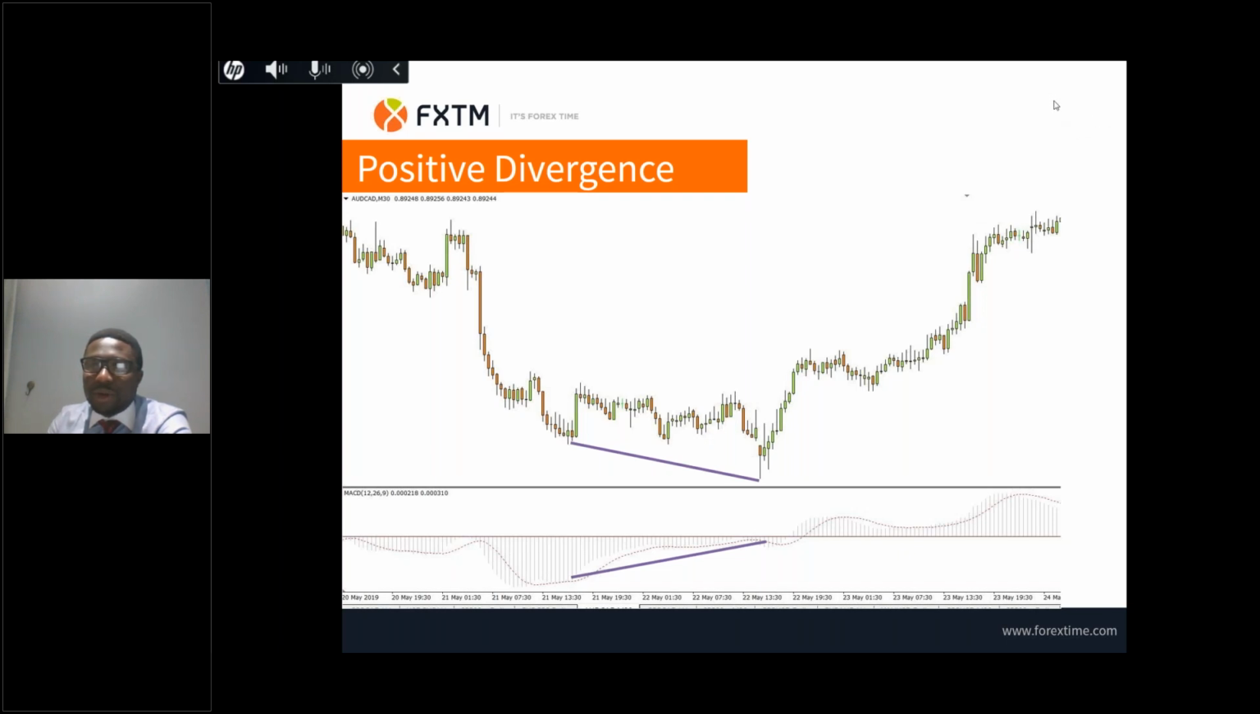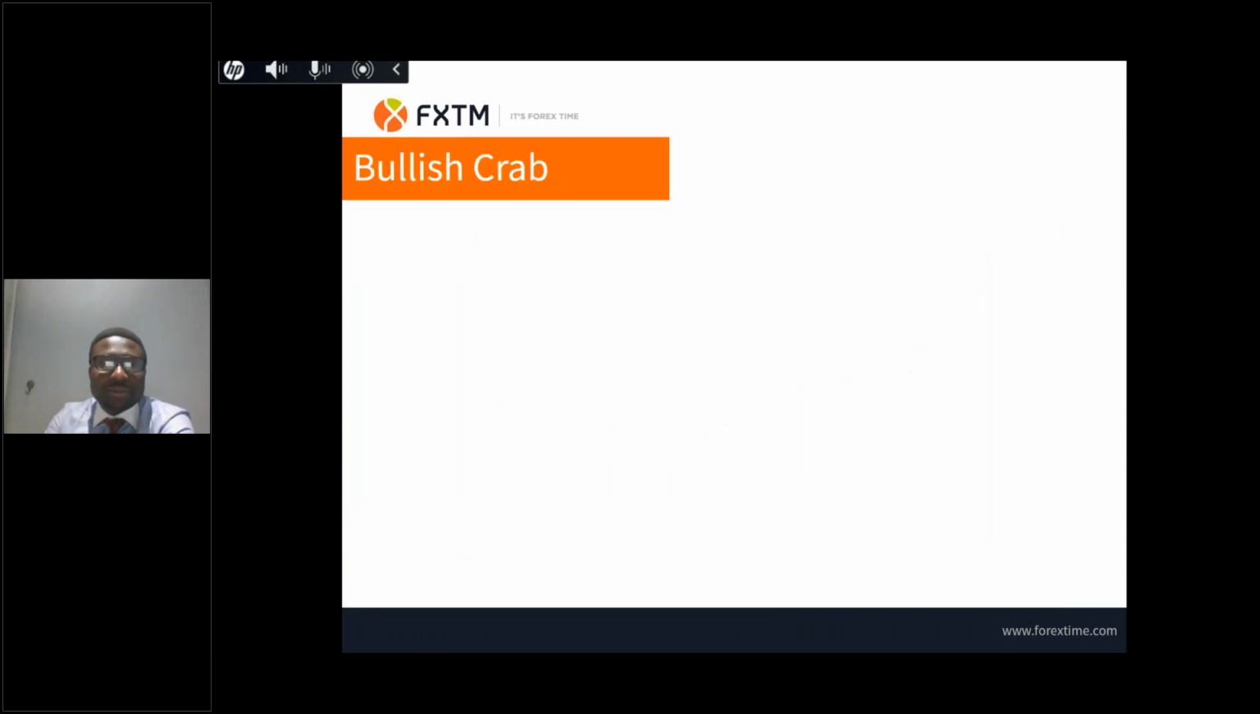Very quickly, we'll move on to looking at the bullish crab. This brings us to the bullish crab. The bullish crab is identified by a four-structure pattern, and then we buy the opposite of it. It is an extension. When you find a bullish crab, it potentially tells you that it's a falling market.